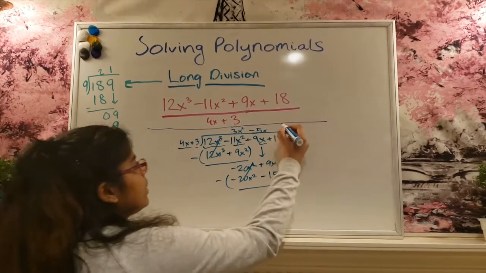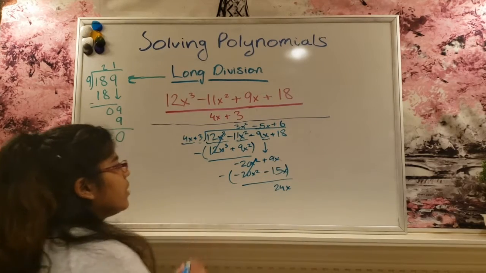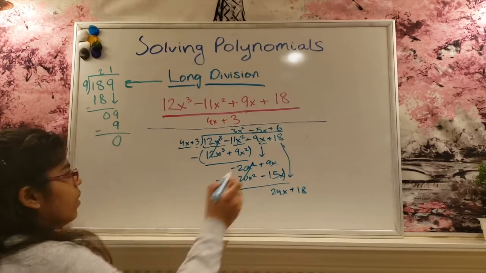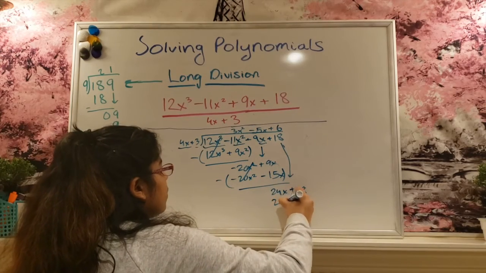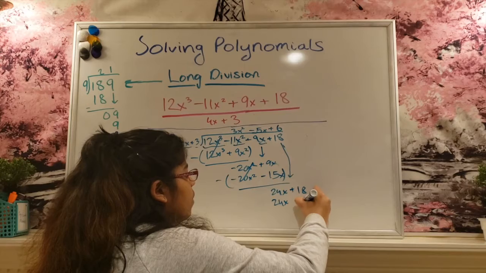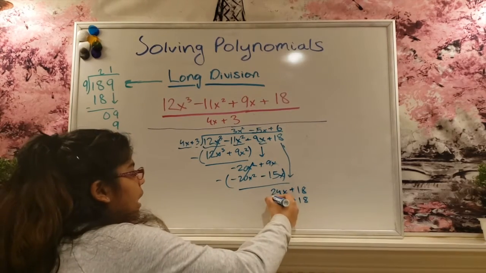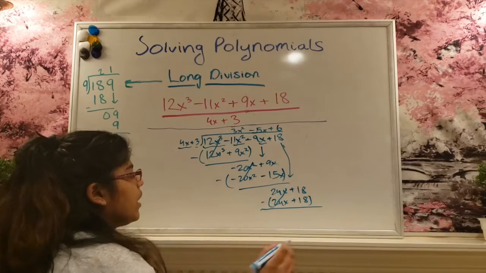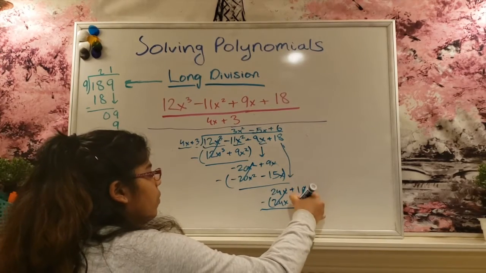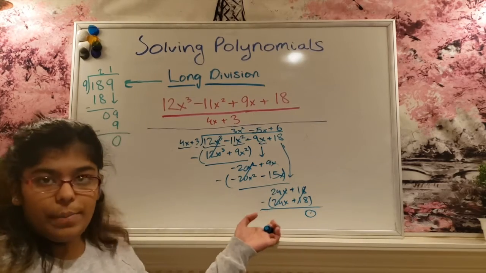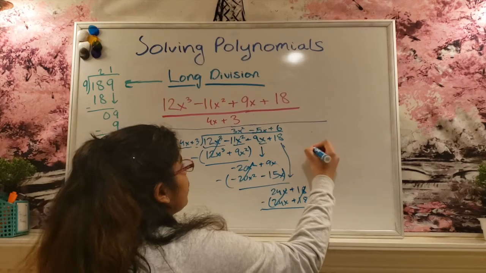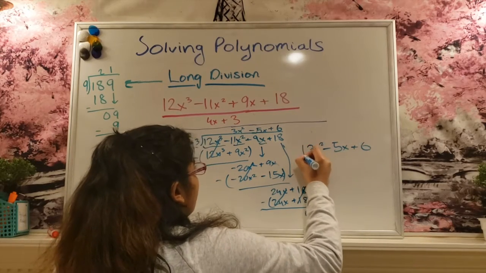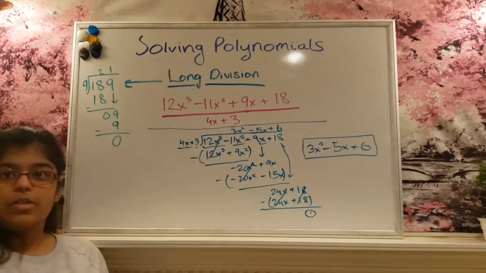4x goes into 24x 6 times, so you put a positive 6 here, again above the like term, and we bring our 18 down. 6 times 4x is 24x, and 6 times 3 is 18. Now we multiply this by a negative. 24x minus 24x equals 0, so these cancel out, and 18 minus 18 is also 0. So since our answer is 0, this will be our remainder. So now we write our solution as 3x squared minus 5x plus 6. And this is our answer.